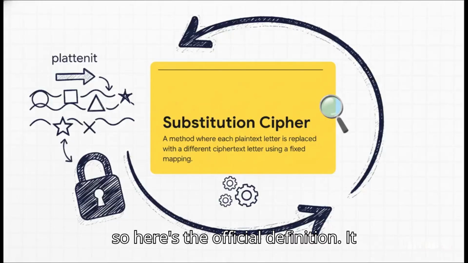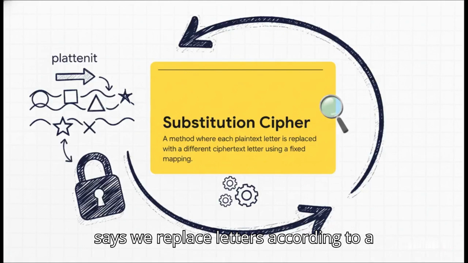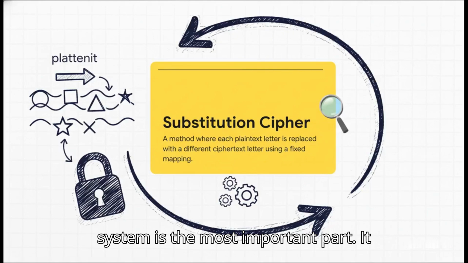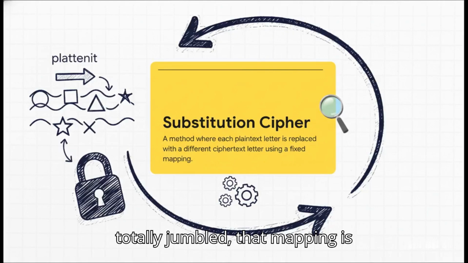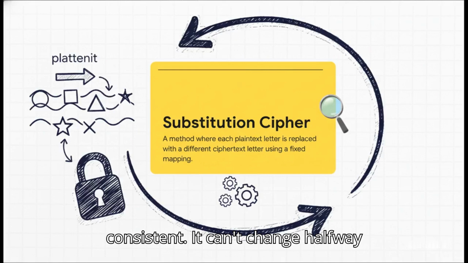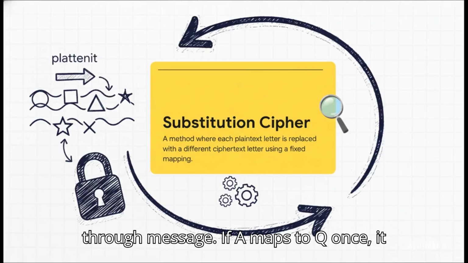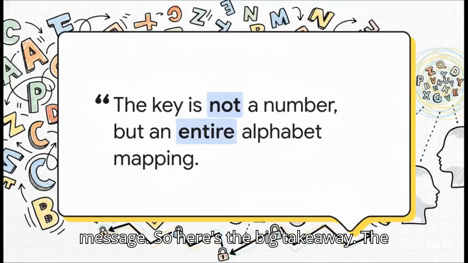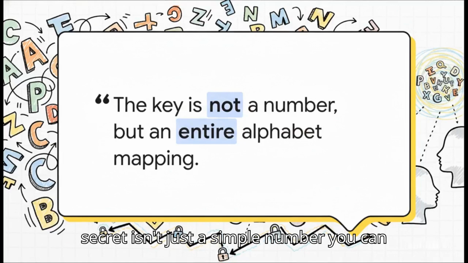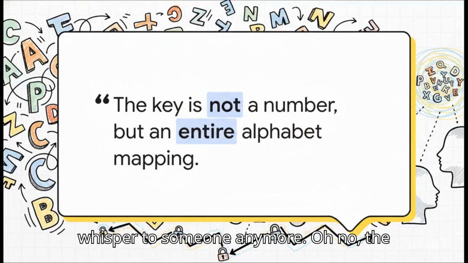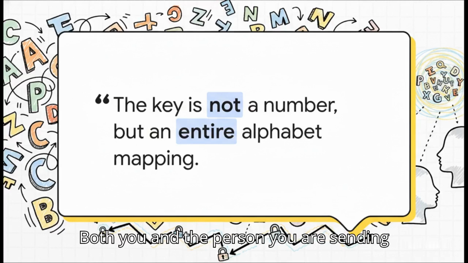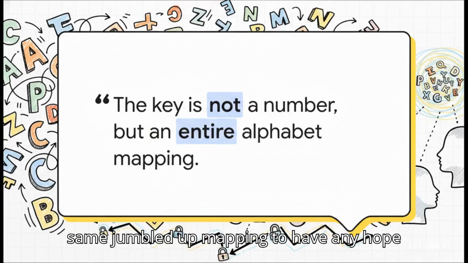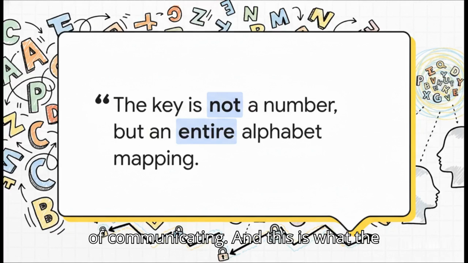Okay, so here's the official definition. It says we replace letters according to a fixed system. Now that little phrase, fixed system, is the most important part. It means that even though your alphabet is totally jumbled, that mapping is consistent. It can't change halfway through a message. If A maps to Q once, it has to map to Q every single time in that message. So here's the big takeaway. The secret isn't just a simple number you can whisper to someone anymore. Oh no. The secret is the entire scrambled alphabet. Both you and the person you're sending the message to need to have the exact same jumbled up mapping to have any hope of communicating.